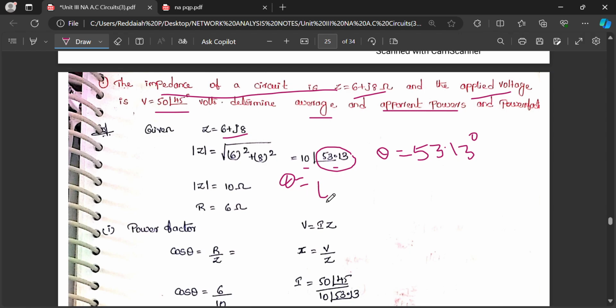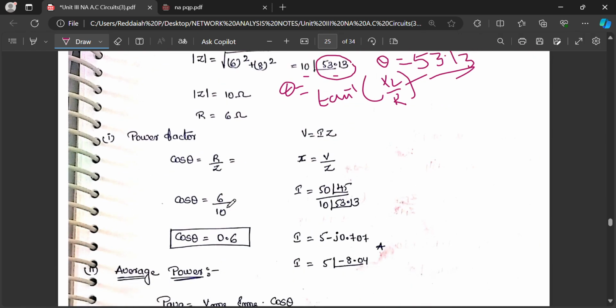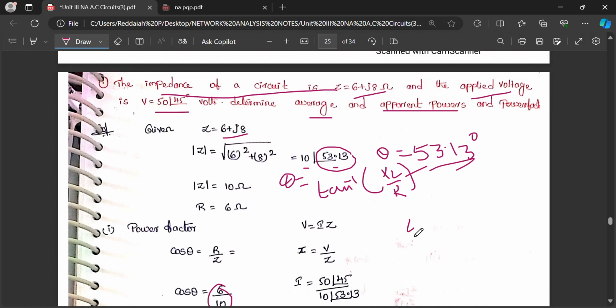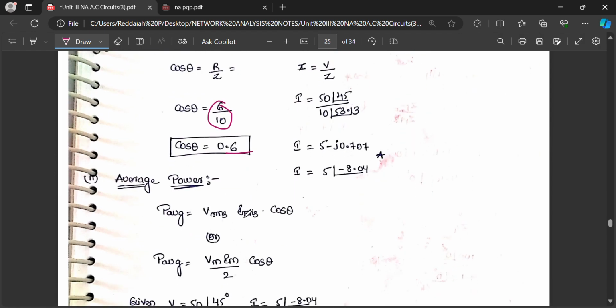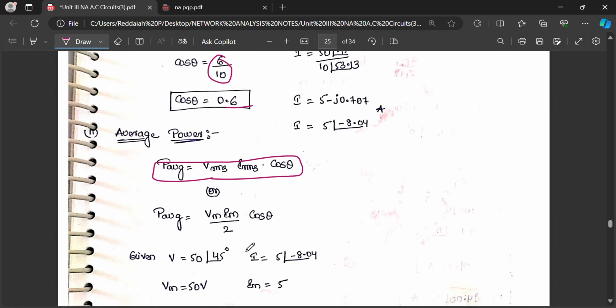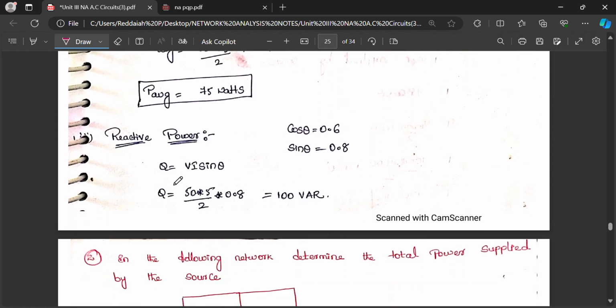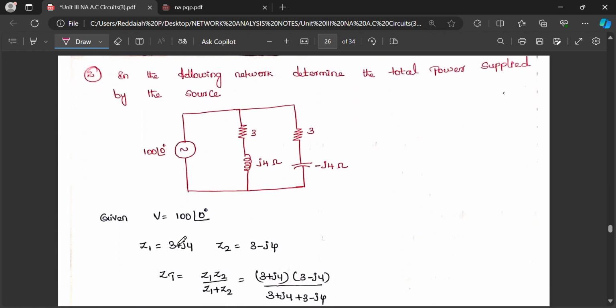Or theta equal to tan inverse of XL by R. If C is also there, (XL minus XC) by R. Here only R and L are there. XL by R, if you do, you can get the same answer. Next, power factor cos theta equal to R by Z. R by Z also you can use. Or theta equal to cos of 53, cos of 53 also, same answer, you will get 0.6. Average power is Vrms Irms cos theta. P average is Vm Im by 2 cos theta. Next, reactive power is V I sin theta.